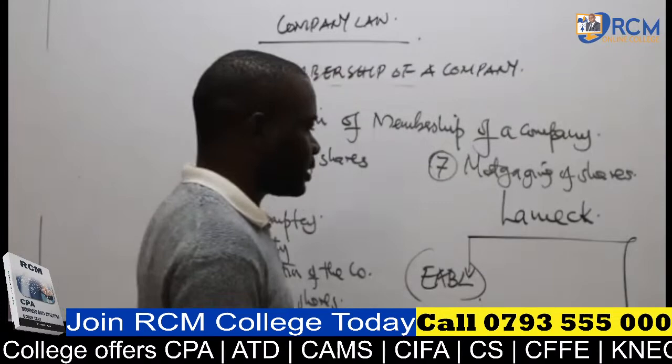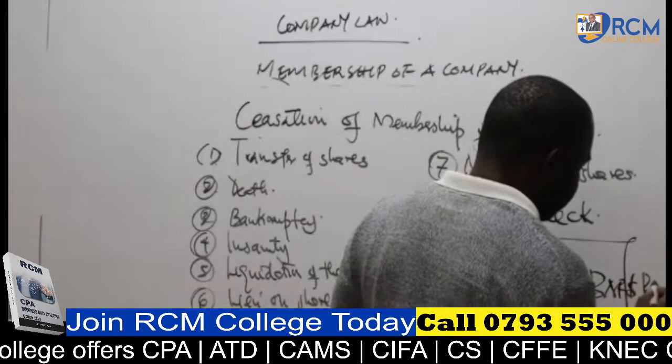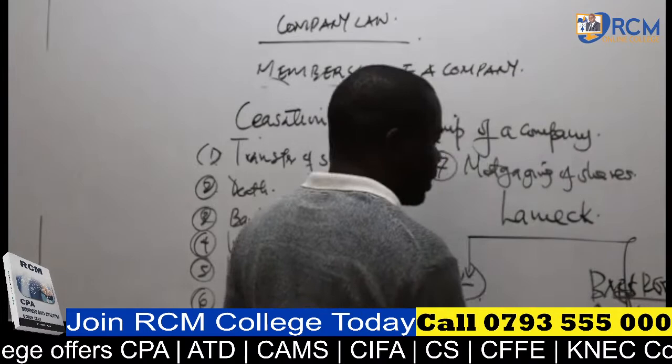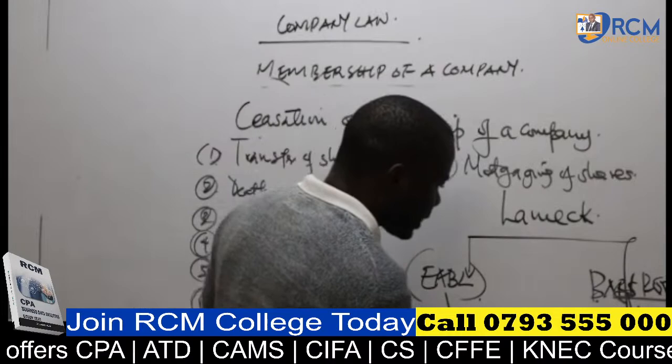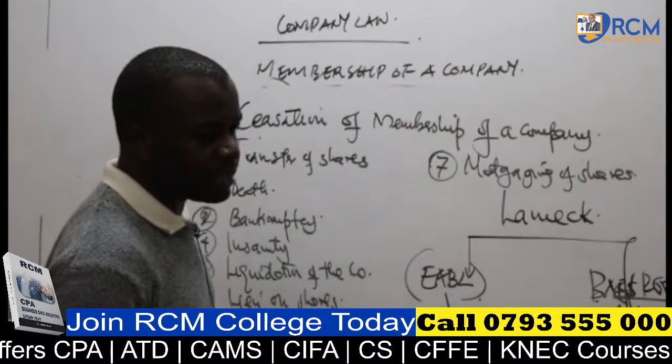He's actually very entrepreneurial. This guy, Lamech, is very entrepreneurial. So he has set up a bar and restaurant in Nairobi Central Business District. In this case, you can realize that Lamech basically gets his supplies from East African Breweries Limited, where he's actually a shareholder. So he buys them on credit.